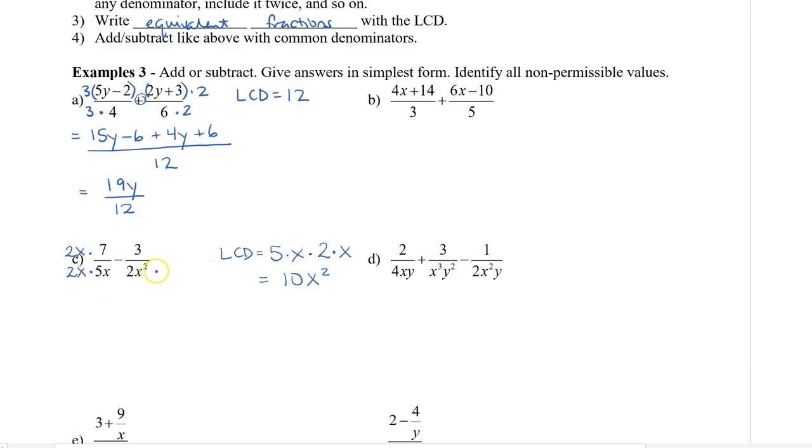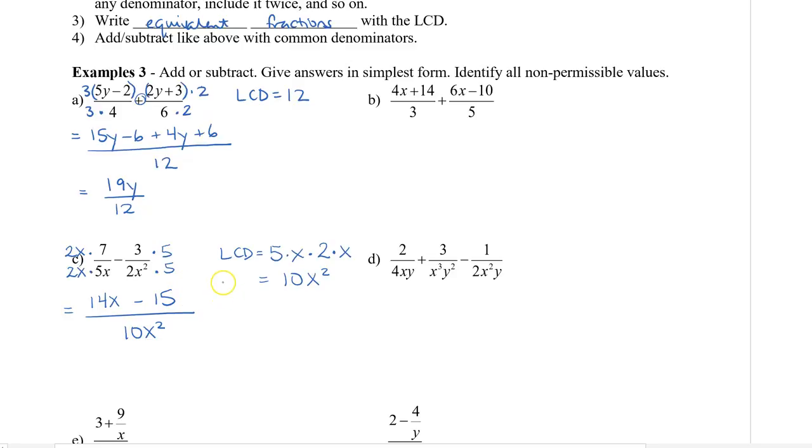In the second fraction, when I look, I have the 2 and the x squared already, but I'm missing a 5. So I need to multiply the top and bottom by 5. So this gives me 14x minus 15, and all of this will be divided by 10x squared. Now I can't simplify because I can't factor my numerator.